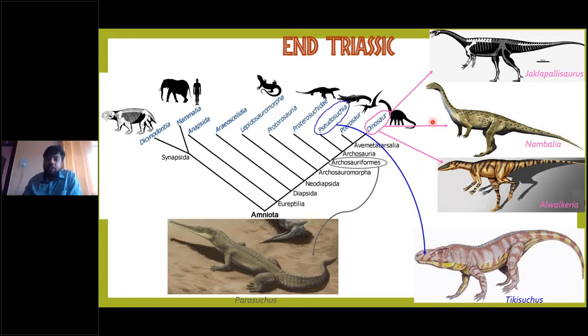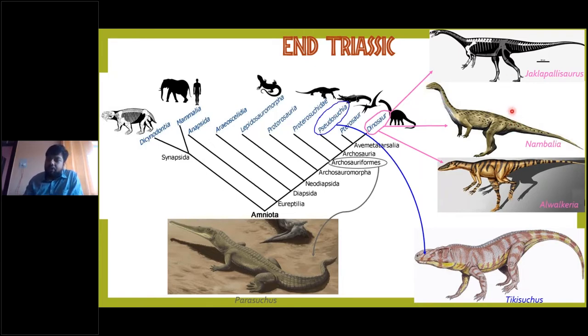There is no substantial evidence of dinosaurs from the mid-Triassic, but there is ample evidence indicating that dinosaurs were present during the mid-Triassic. Their proper, substantial evidence is known from the end Triassic, and not only from the Indian subcontinent, they are also known from all over the world. Their evidence is coming from all over the world, so they were well distributed geographically during the end Triassic.